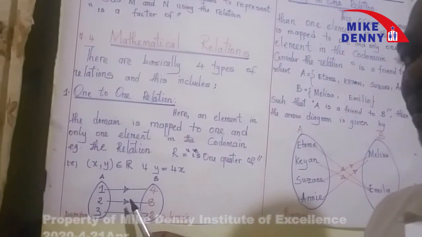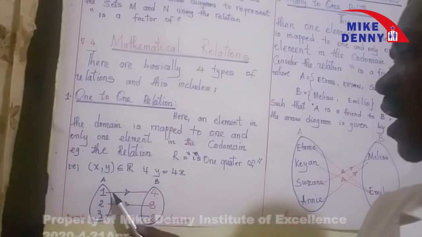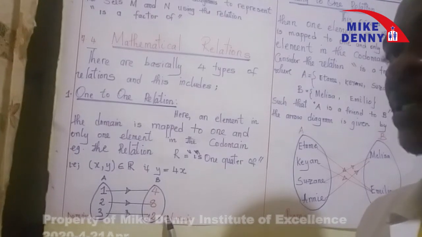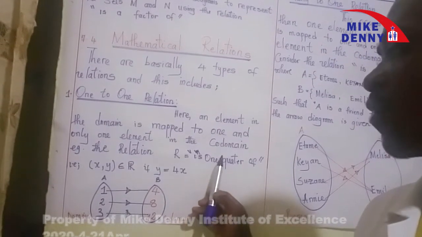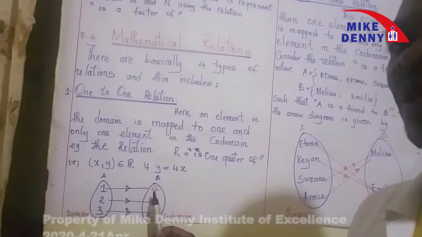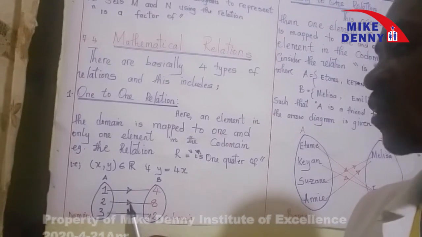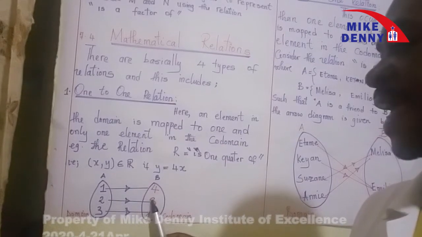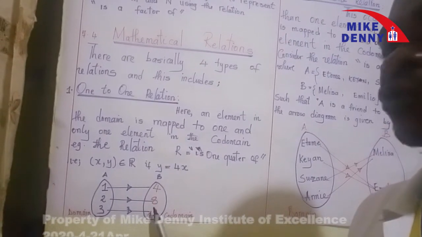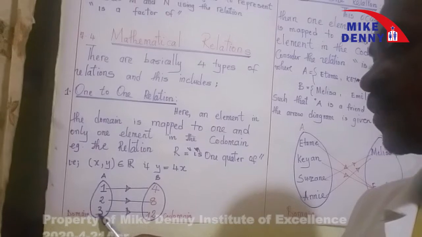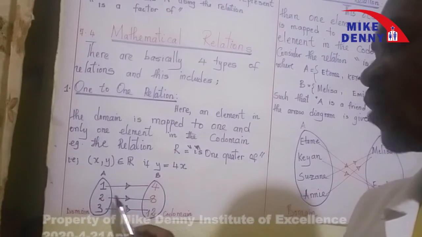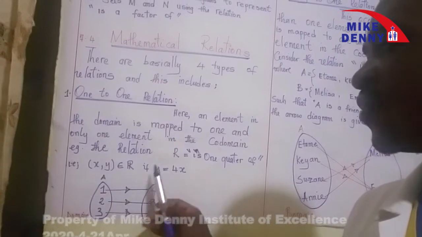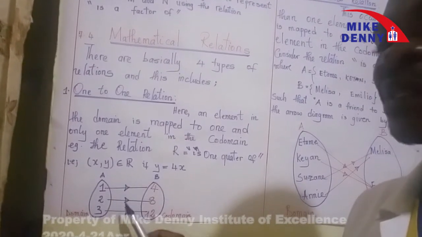Now that I have the first oval shape as my domain, we discover that my arrows are moving from the domain A to the codomain B, and I'm using my relation is 1/4 of. So 1 is 1/4 of 4, 2 is 1/4 of 8, and 3 is 1/4 of 12. So if you take 1/4 of 12, you have 3. You take 1/4 of 8, you have 2. You take 1/4 of 4, you have 1. So that is the relation and the diagrammatic representation.